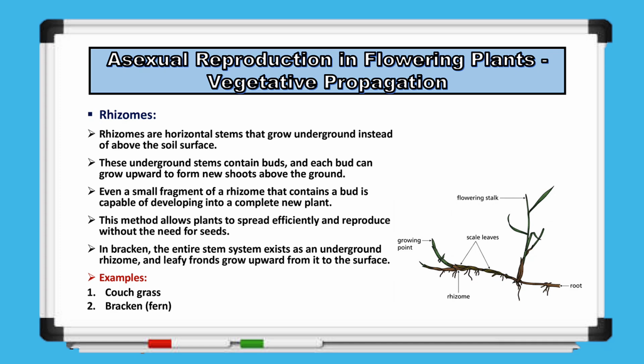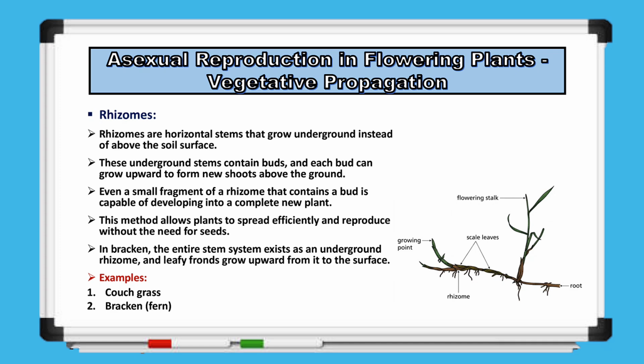The next example of vegetative propagation in flowering plants is through rhizomes. Rhizomes are horizontal stems that grow underground rather than above the soil surface. These underground stems have buds, and each bud can grow upward to form new shoots above the ground. Even a small piece of a rhizome containing a bud can develop into a complete new plant. This method allows plants to spread effectively and reproduce without relying on seeds. In plants like bracken, the entire stem system exists as an underground rhizome, while leafy fronds grow upward to the surface. Examples of plants that reproduce through rhizomes include couch grass and bracken fern.